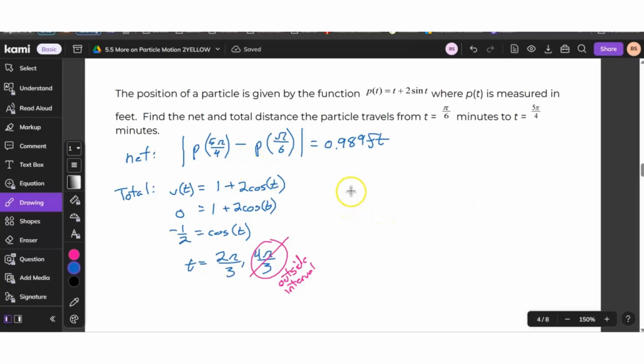Are we done? No, we got to actually do the total distance now. Prepare the space to write.